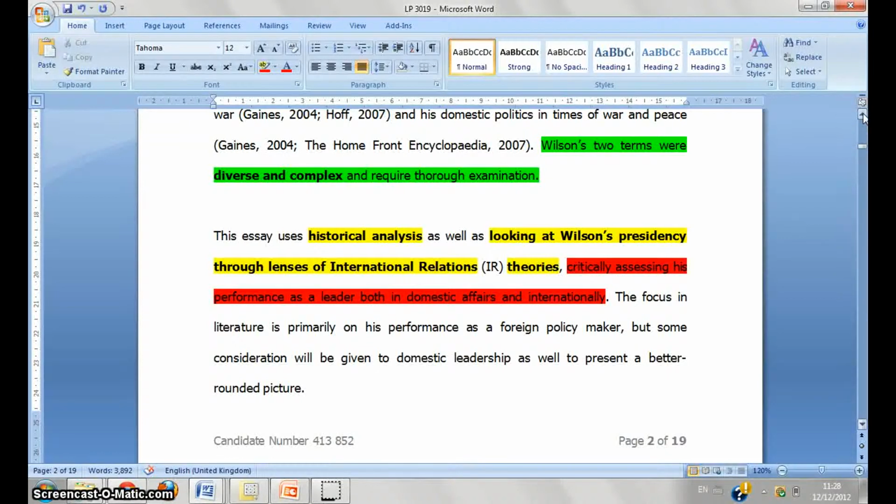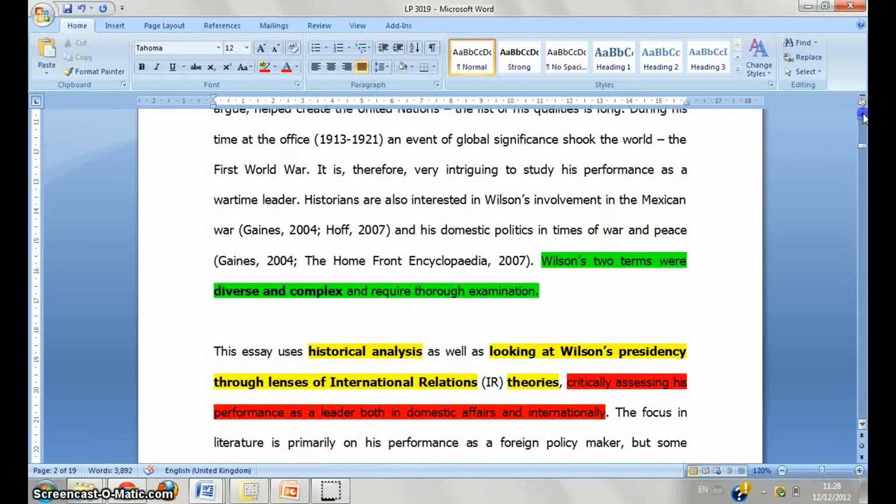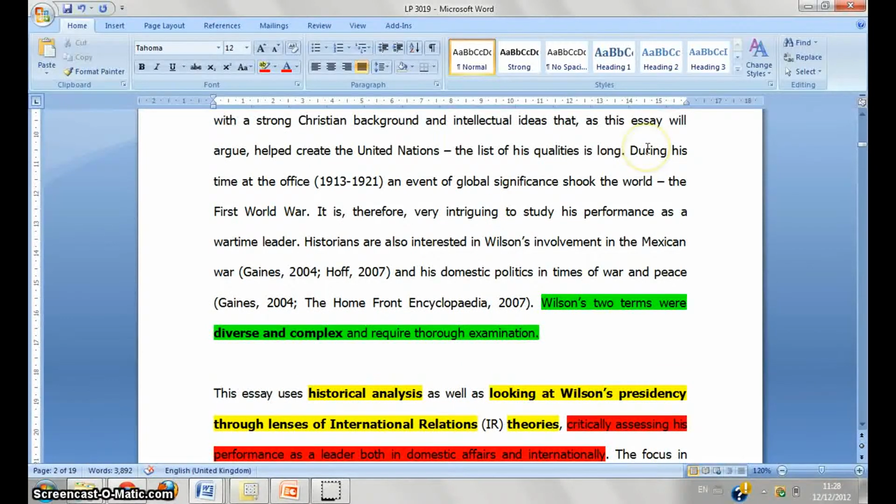I'm going to analyze his performance, and I'm also, in this paragraph, giving him some points. So, of course, I can't omit the First World War from my analysis. It's a very significant event in Wilson's term of office. I'm also going to address the Mexican War, since I'm mentioning it here, and I'm also going to address his domestic politics.